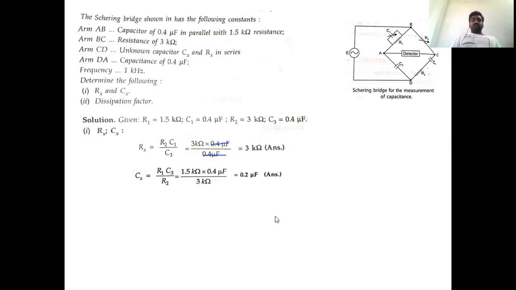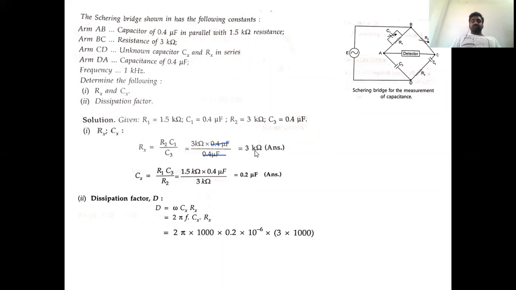And next, what we need to calculate is the second part, that is the dissipation factor. What is the formula for dissipation factor? Dissipation factor, capital D, is equal to omega into Cx into Rx. What is the value of omega? The value of omega is not yet given here. Omega is nothing but 2 pi f, so D is 2 pi f into Cx into Rx. What is the value of frequency? Frequency is 1 kilohertz. C suffix x is 0.2 microfarad. R suffix x is 3 kilo ohm.